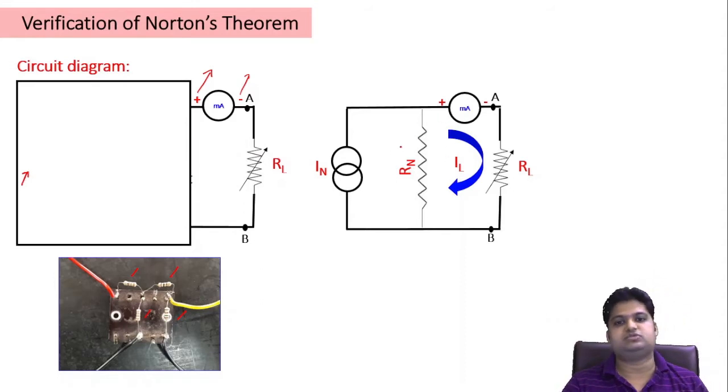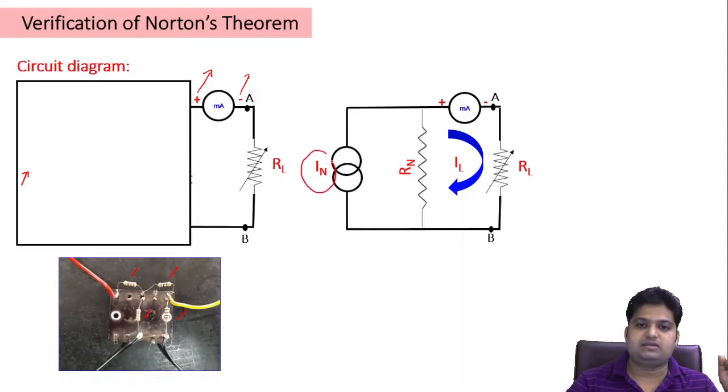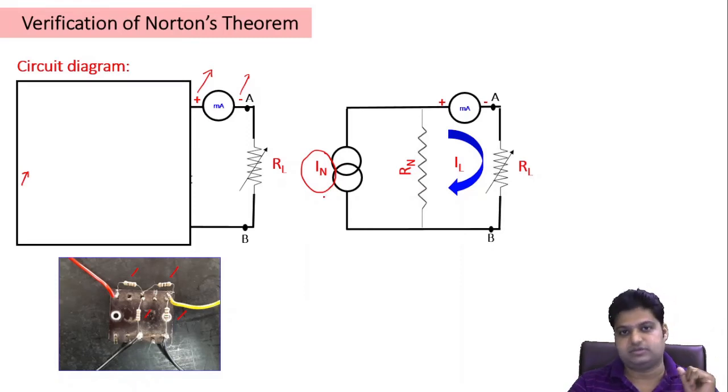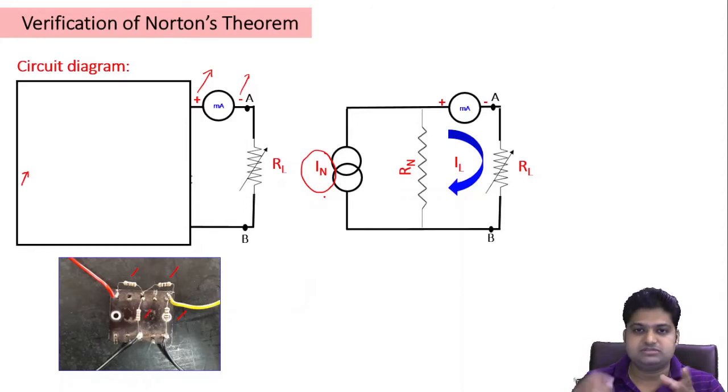Just like Thevenin's theorem, only instead of IN we had VTH, the voltage source, okay, and we found that the current that was observed in the given circuit and the equivalent circuit were the same, right? Over here also we will have to make similar observations to show that Norton's theorem is correct.